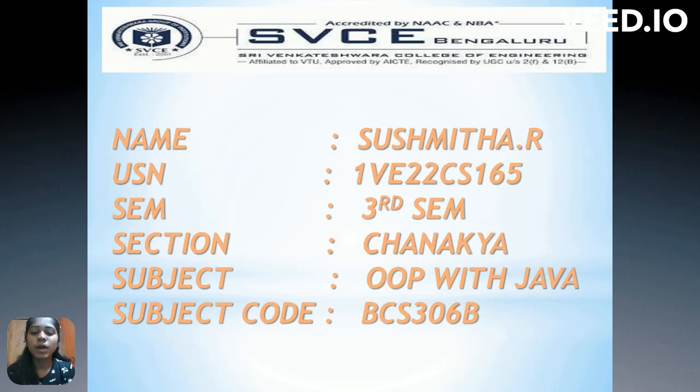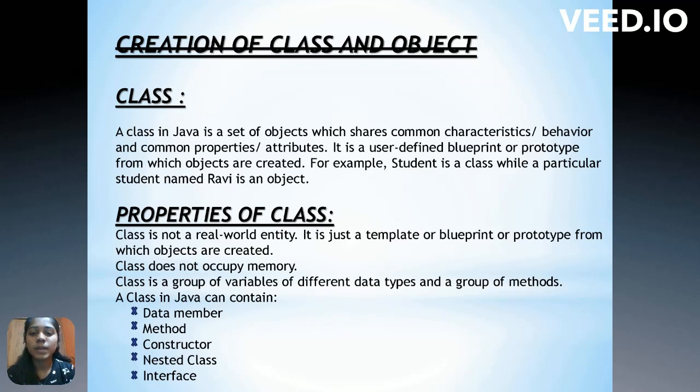So in this video, I'm going to explain a small topic which is related to object-oriented programming with Java. Here is the topic: creation of class and object. Let us see how we are going to create a class and object in Java.